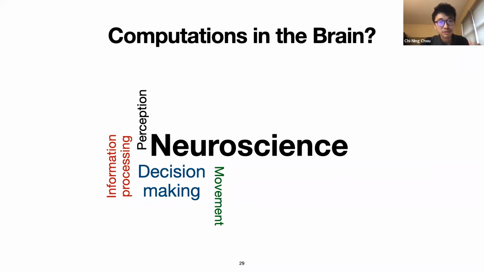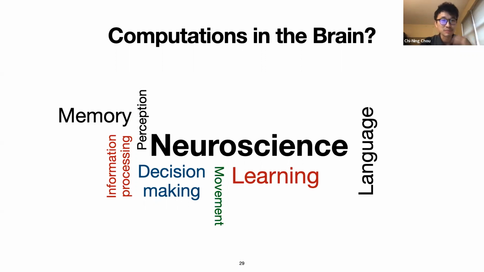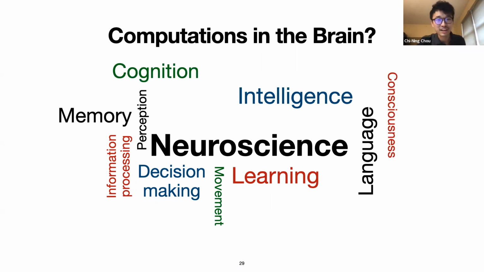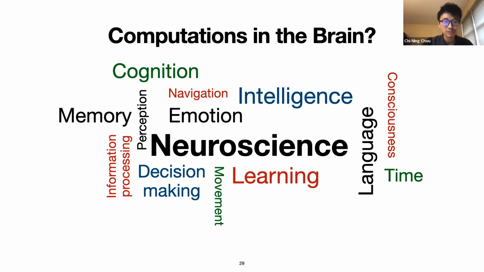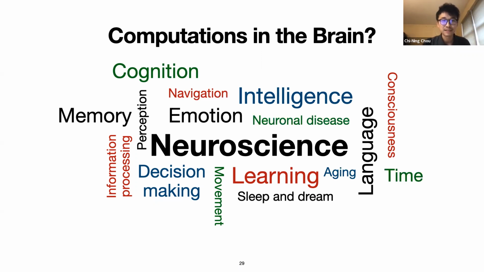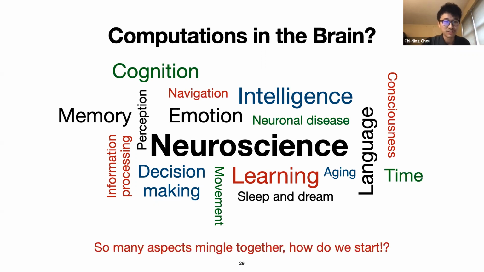In the meantime, we also know that the brain is very good at learning. And when you need to learn, you need to have memory, and maybe you need language to talk about things. At the highest level, maybe it's about intelligence, and you also need cognition and consciousness to go with that. And there are even many more, lots of stuff. They are all related to computation in some sense, and they all mingle with each other.